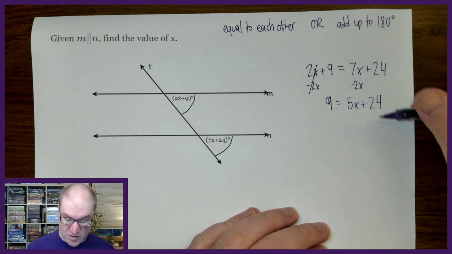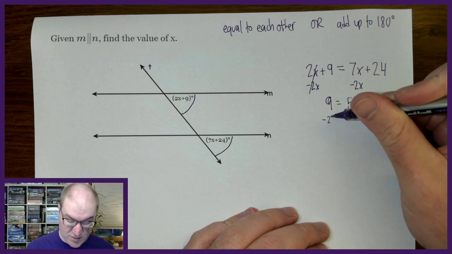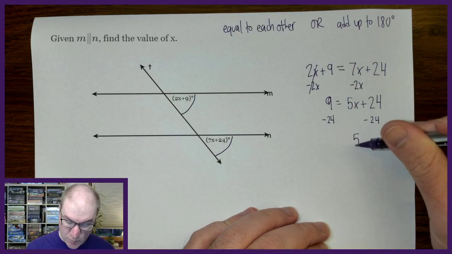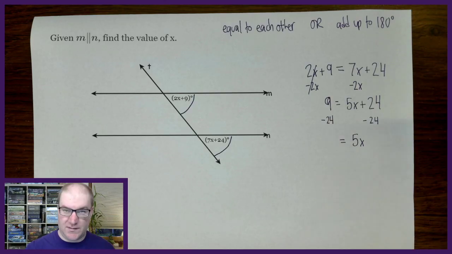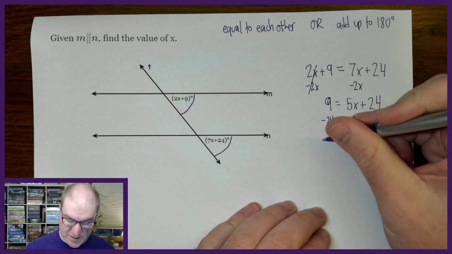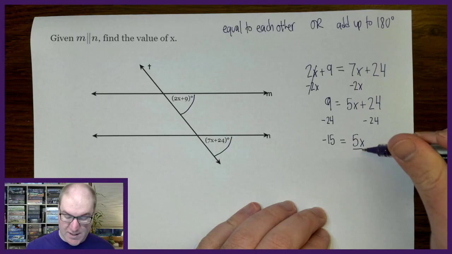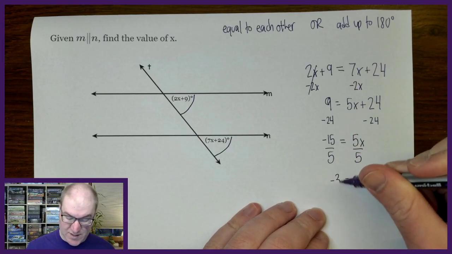So now let's continue here. How do we solve this? We're going to do minus 24, and we're going to get 5x equals 9 minus 24 is, oops, I did 9 times 24. 9 minus 24 is negative 15. And then the last step is to divide by 5. And we're going to get x equals negative 3.